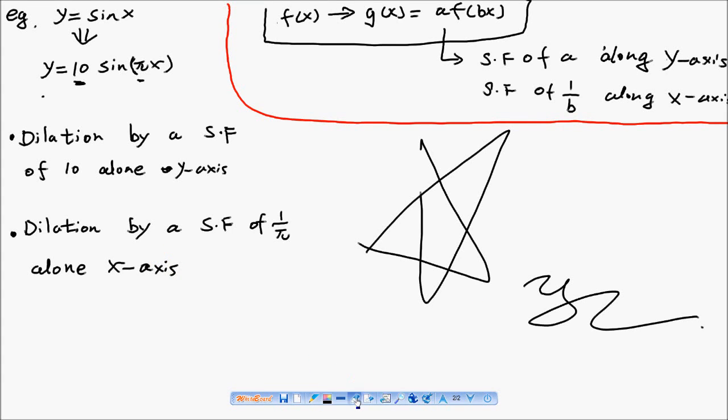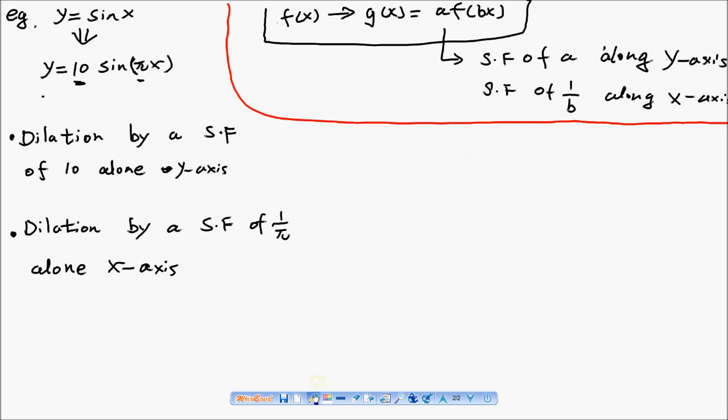In order to sketch this graph, we can use this information to sketch the graph from a standard graph. The standard graph looks like this, from 0 to 2 pi, and the maximum is 1. The minimum here is -1.